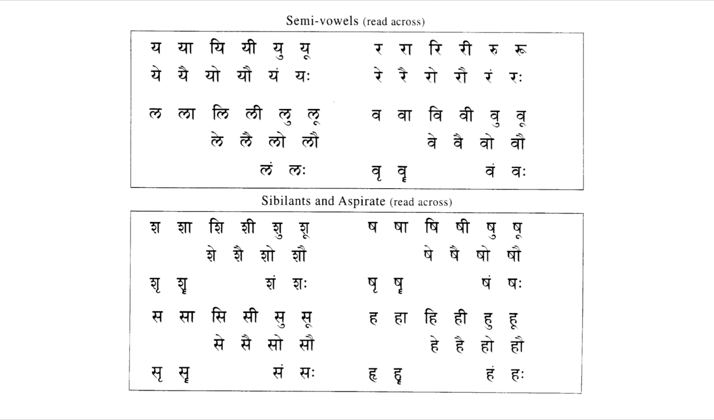The semivowel v, at position 5, derived from the vowel sound u. Va, va, vi, vu, vu. Ve, vai, vo, vau, vam, vaha. Vr, vri. Sibilants and aspirate.